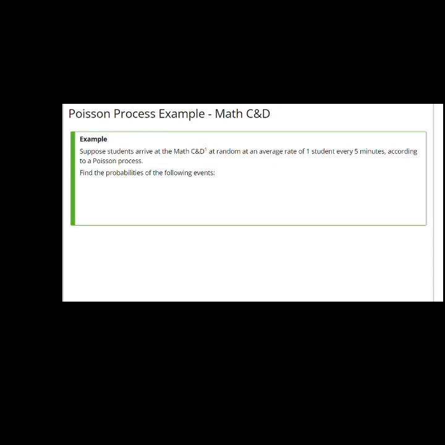Here's an example. Arrivals at the math C and D. Suppose students arrive at the math C and D at random, at an average rate of, say, one student every 5 minutes. And they arrive according to a Poisson process. We're asked to find several probabilities. First, at least 2 students arrive in an hour. Second, that no customers arrive in the next 2 hours. And third, that 3 students arrive in the first hour if we know that 10 students arrive in a 3-hour period, the first 3-hour period, say.